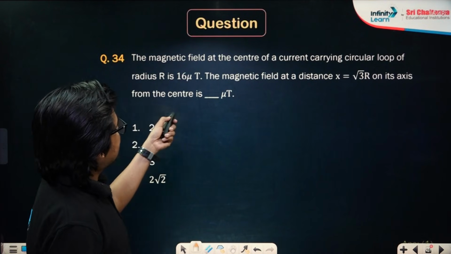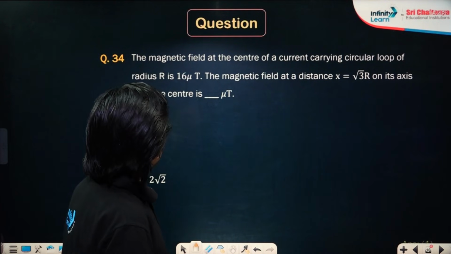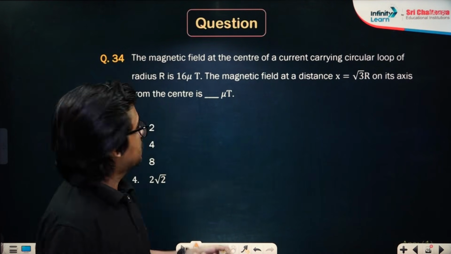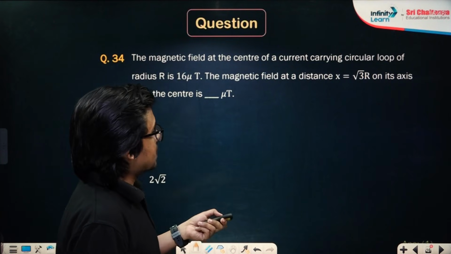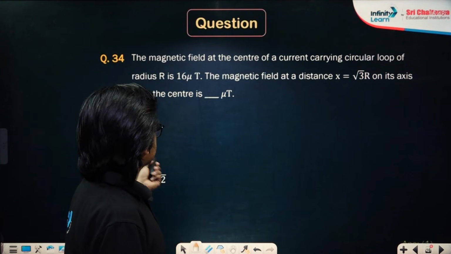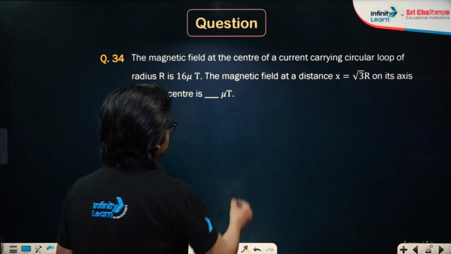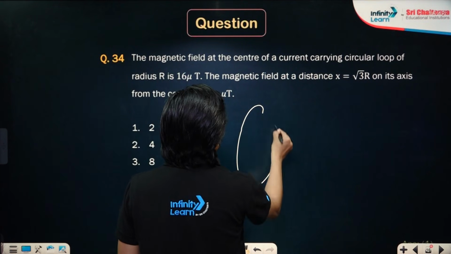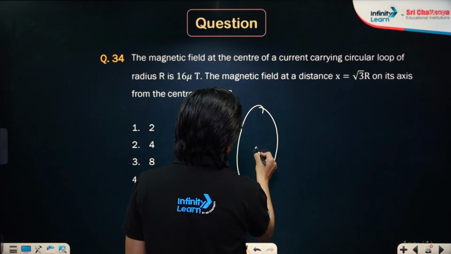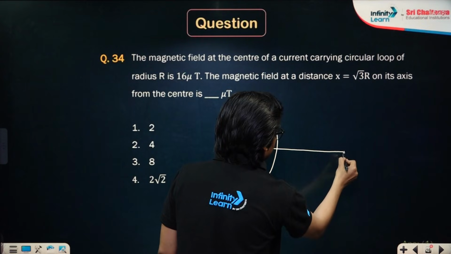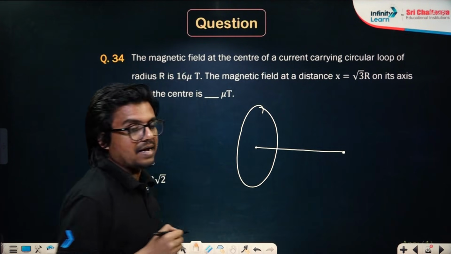The magnetic field at the center of a current carrying circular loop of radius capital R is 16 microtesla. The magnetic field at a distance x equal to square root of 3 r on its axis from the center is? So suppose this is the current loop. From the center of it, there is a point on its axis at a distance x.